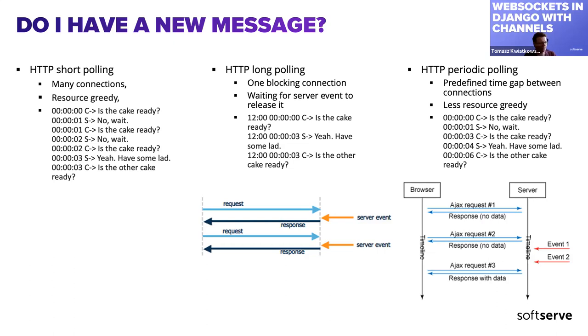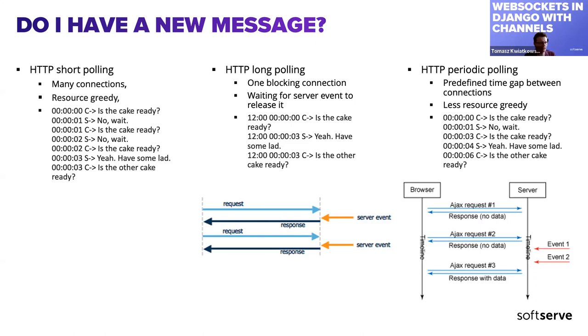So, HTTP long polling. The idea here is to have only one connection from one user, and using this particular connection, we are waiting for the server to have the answer, the event that we receive from the server that contains the message that we are waiting for. So basically, we are doing some sort of subscription for the event that we are waiting for, and we are just waiting for some time.